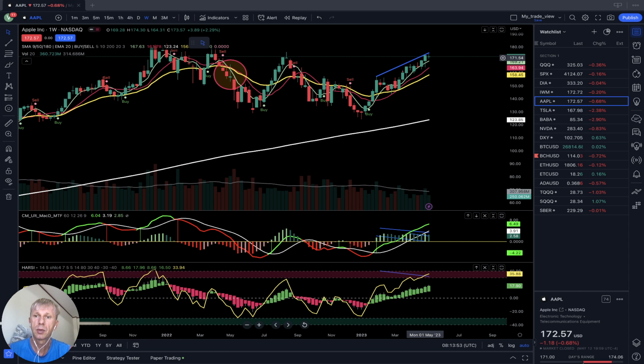It should be some correction. It should at least connect back to 20. We'll see. MACD is still bullish, still green. RSI is in the overbought territory.